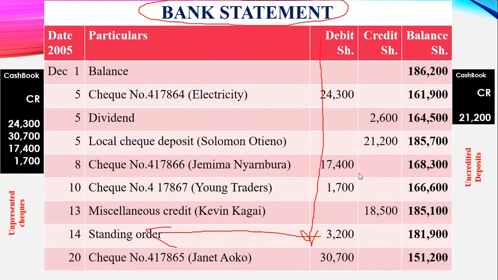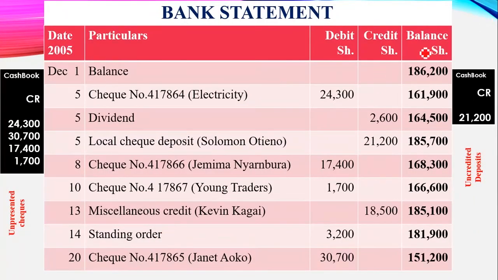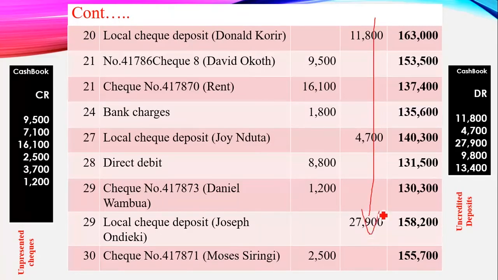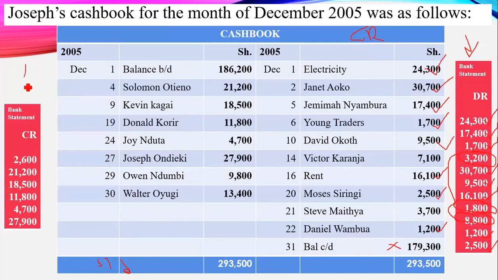The other side that we need to compare now is the credit side of the bank statement and the debit side of the cash book. So I need to carry these figures here. So I'm carrying the figures on the credit side. They're here. Then I'm going to compare these with the debit figures of the cash book, because these are credit figures in the bank statement.